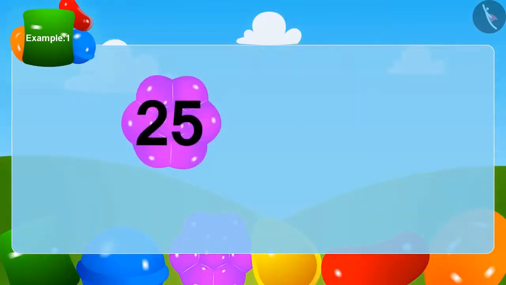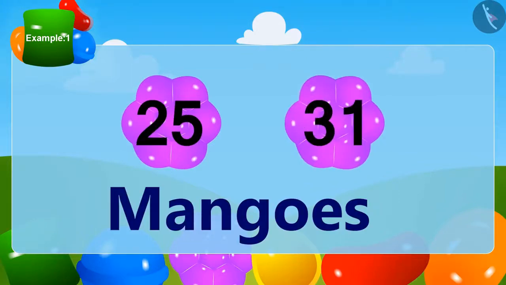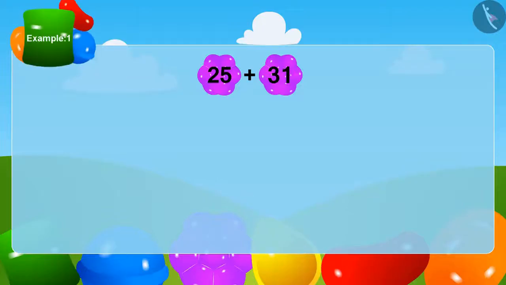Bunny had earlier got 25 mangoes. Now he has got 31 more mangoes. How many mangoes does Bunny have now? To find out, we will add 31 to 25. Let's learn one more method of doing this.